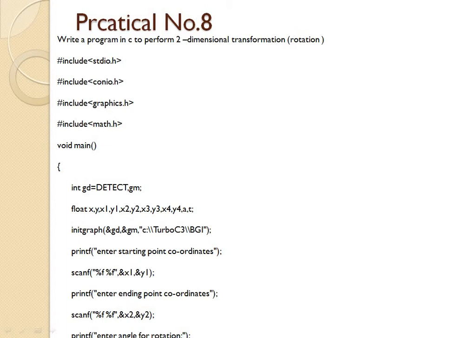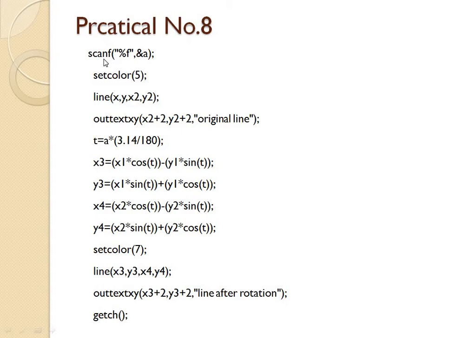Then use the printf function like: enter the angle for rotation. In this program we rotate our line, triangle or rectangle, any mathematical shape. Then here we use the scanf function to scan this value. If we enter 45 degrees, or rotate the line by 180 or 360 degrees, whatever angle you enter.